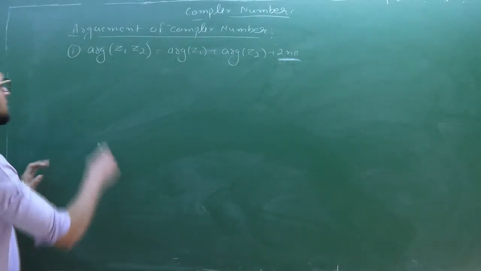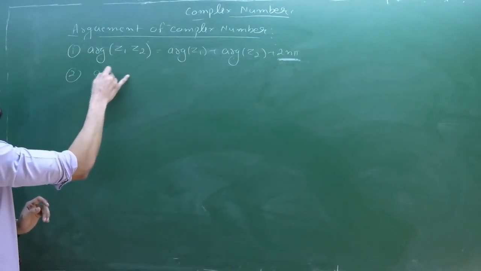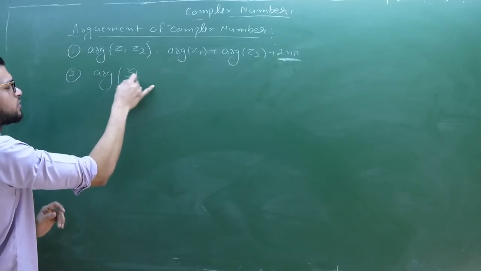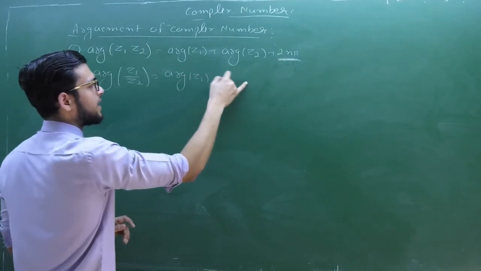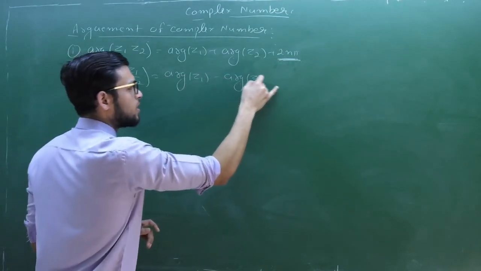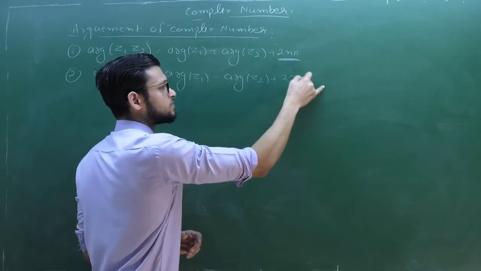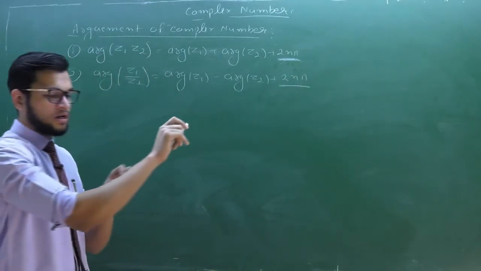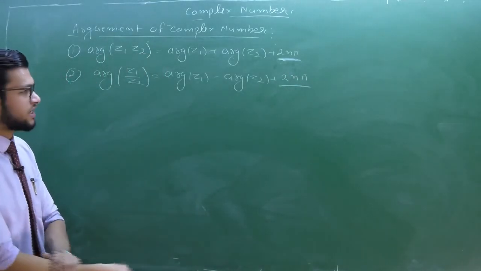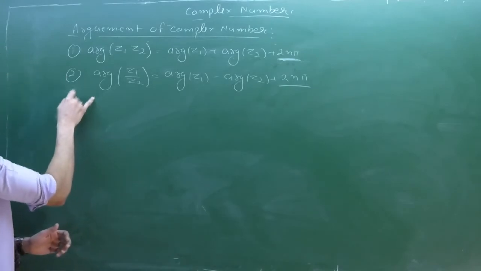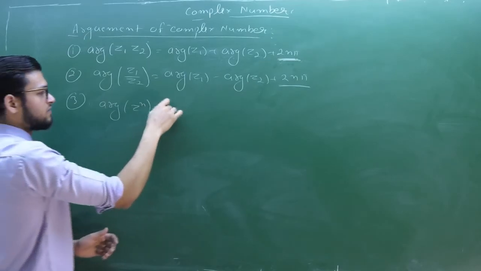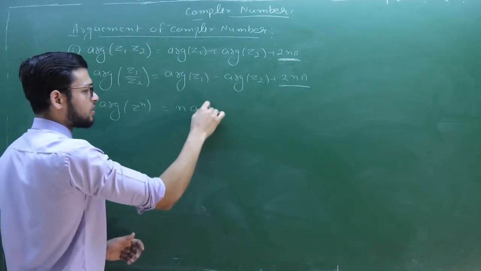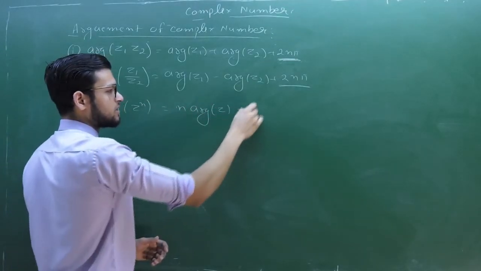Now the argument of z1 upon z2 is equal to the argument of z1 minus the argument of z2 plus 2 pi. Again, this 2 pi is for the principal argument, or you can say general argument. Then, the argument of z to the power n will be n times the argument of z plus 2 pi.